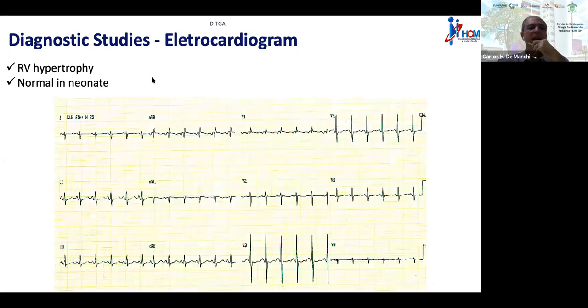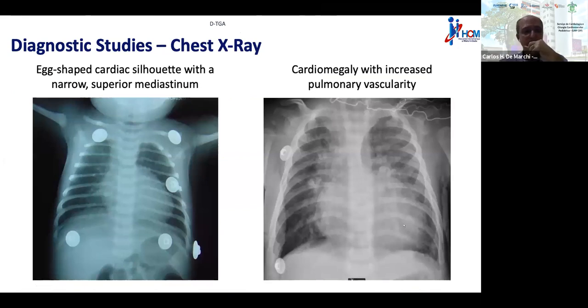Okay, again, the diagnostic studies. Electrocardiogram, like I said before, right ventricle hypertrophy. This is the same electrocardiogram, but it's normal in the neonate. Chest X-ray, the typical one you saw in this X-ray before. You see the egg-shaped cardiac silhouette with a narrow superior mediastinum. On the other hand, with a large VSD, you can see cardiomegaly with increased pulmonary vascularity. Okay.